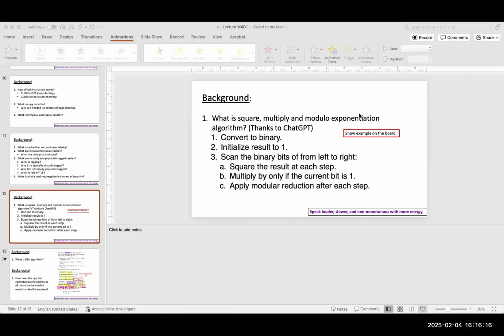The difference is that this step is the same in every iteration. This step is the same in every iteration. The difference comes from here, from multiply. So if the bit that you are scanning has value 1, then you do the multiplication. If the bit is 0, then you don't do the multiplication, right? So let's say we will have 4 steps, 1, 2, 3, 4, 4 iterations.